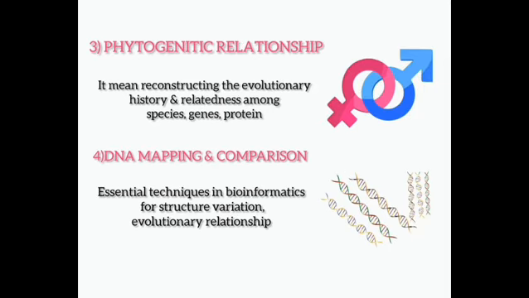Third one is phylogenetic relationship. It means reconstructing the evolutionary history and relatedness among species, genes and proteins. DNA mapping and comparison. It is one of the essential techniques in bioinformatics for structural variation and evolutionary relationship.